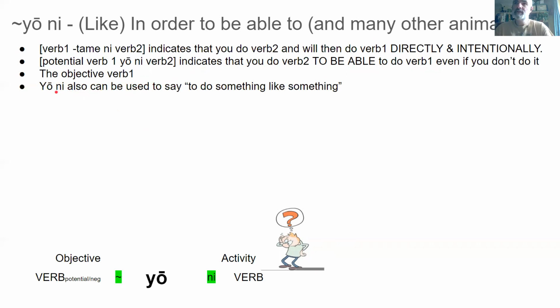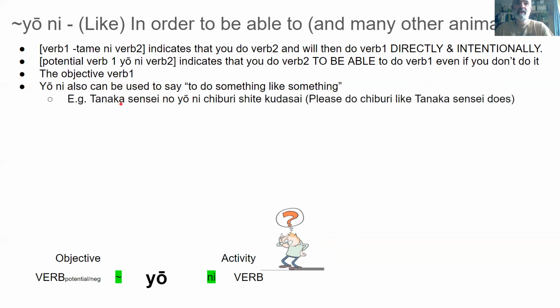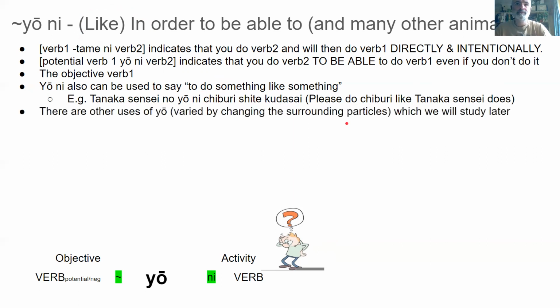Now, yoni, just stepping out of this particular type of yoni for a moment, can also be used to say to do something like something, which is why we have this like up here. For example, if you said Tanaka sensei no yoni chiburi shite kudasai, it means please do chiburi like Tanaka sensei does. But let's not worry about this too much for now. We'll come on to this at a different time.